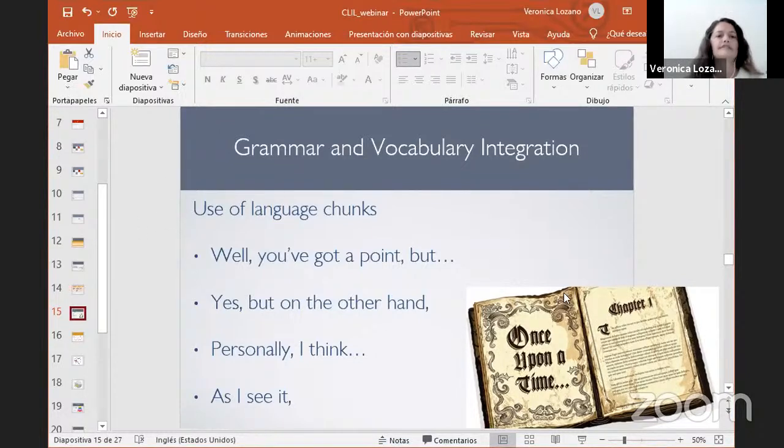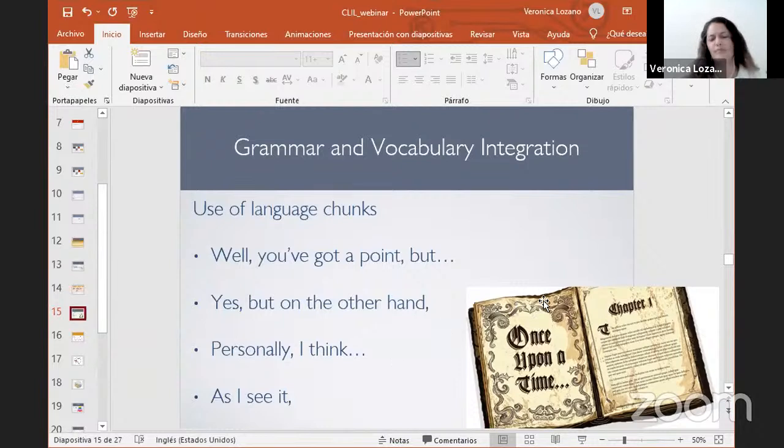For example, we have, well, you've got a point, but, or yes, but on the other hand, personally, I think, as I see it. These are all phrases, a combination of grammar and vocabulary. They are chunks that we can use to give an opinion or change someone else's opinion.